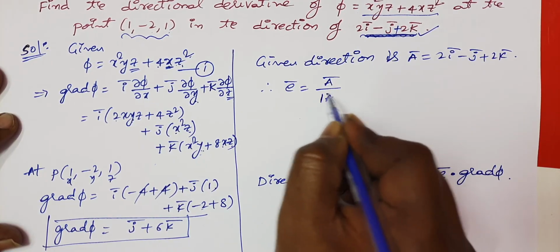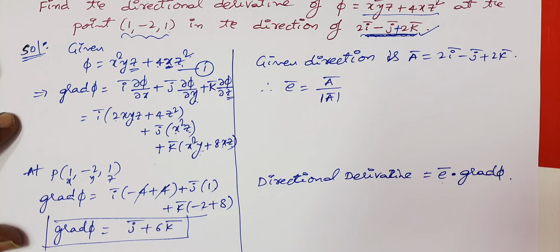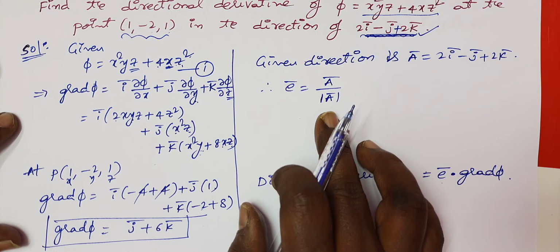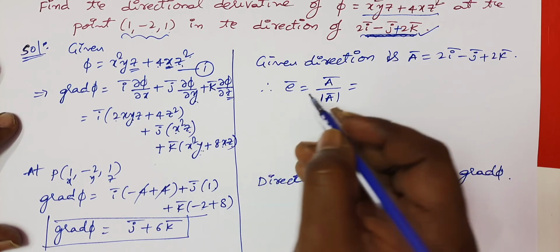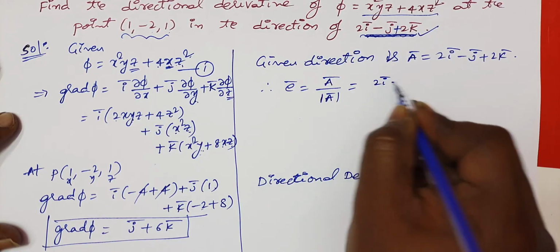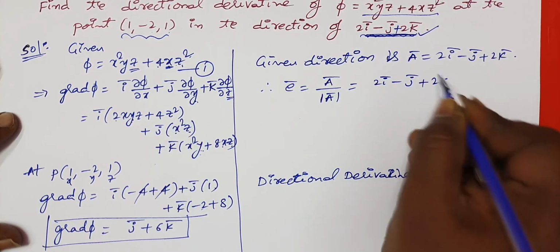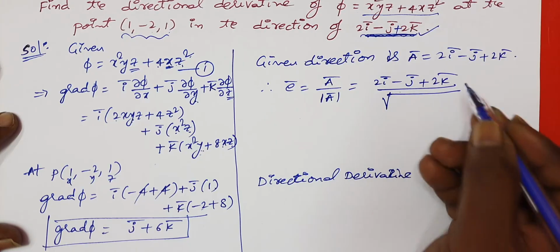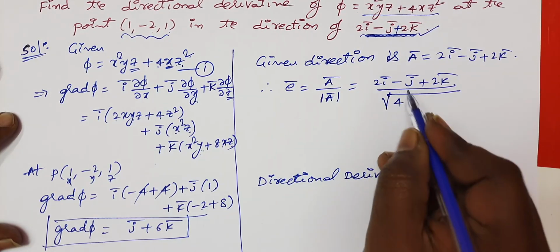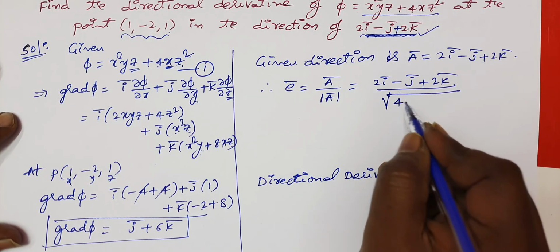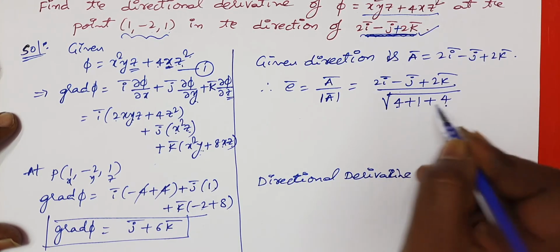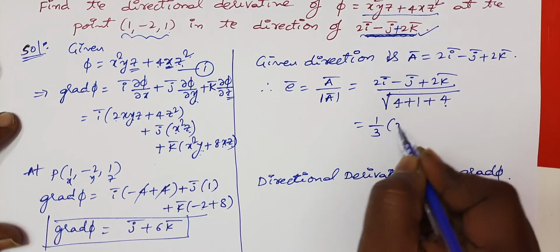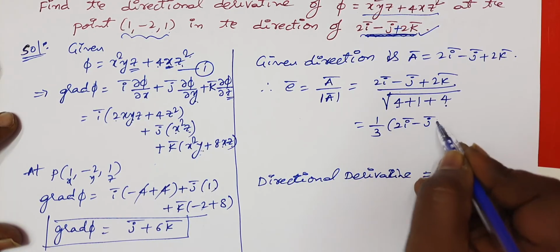Suppose we are going to find the unit vector of anything. How can we find it? That vector divided by its length gives the unit vector. e bar is the standard notation of unit vector. Don't forget it. So 2i bar minus j bar plus 2k bar whole by root over 2 square, which is 4, and minus 1 whole square, plus 1, and 2 square is again 4. So 4 plus 4, 8, 8 plus 1, 9. It would be 1 by 3 into 2i bar minus j bar plus 2k bar.